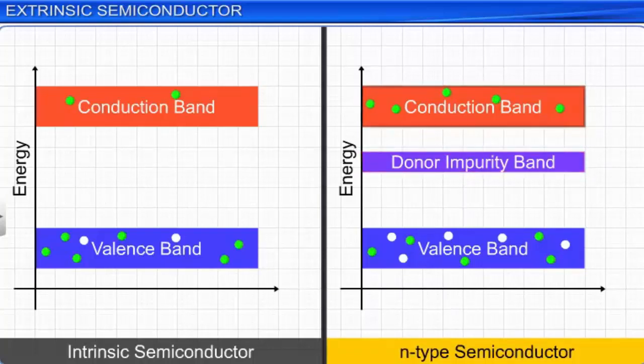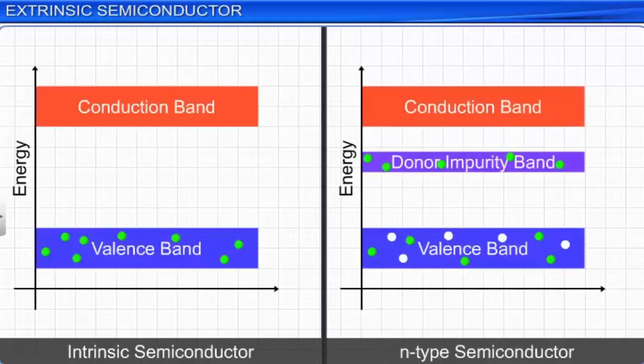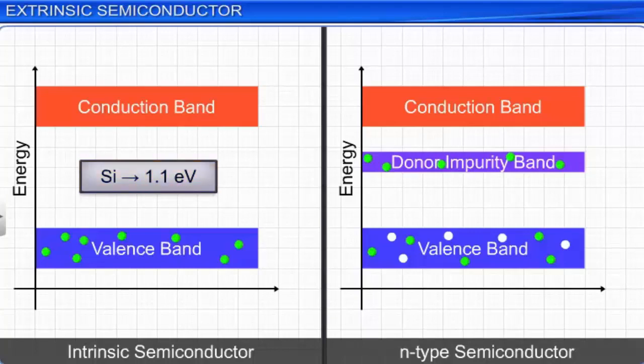For example, the energy required for an electron to jump from valence band to conduction band in an intrinsic silicon semiconductor is about 1.1 electron volt. If it is doped with a pentavalent impurity to a suitable level and converted to an N-type semiconductor, the energy required for an electron to jump from the valence band to conduction band reduces to approximately 0.05 electron volt.